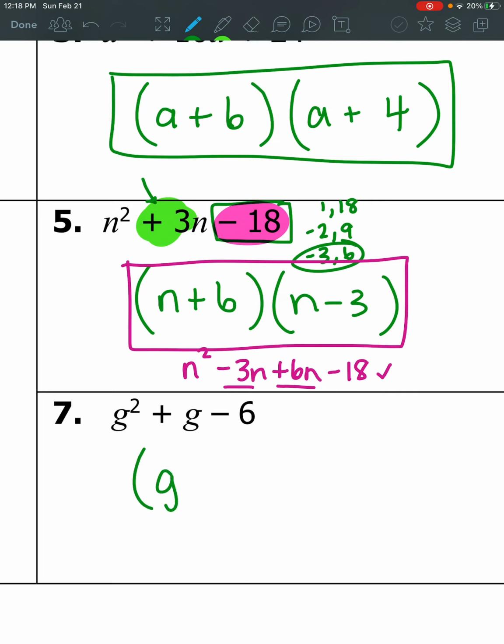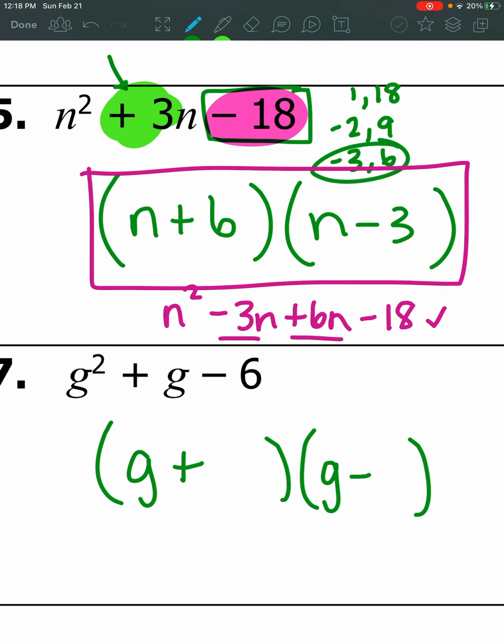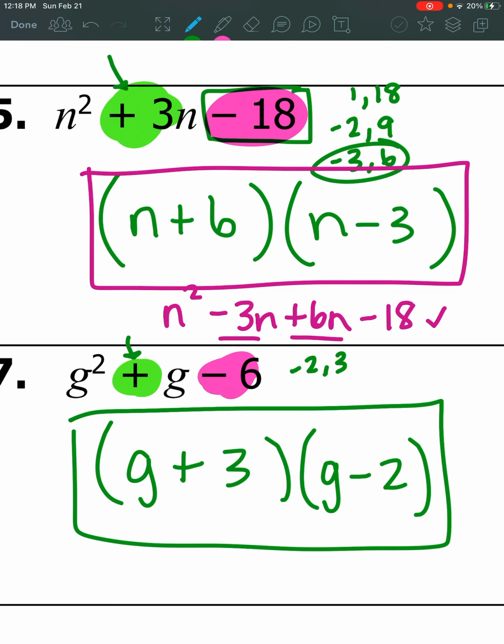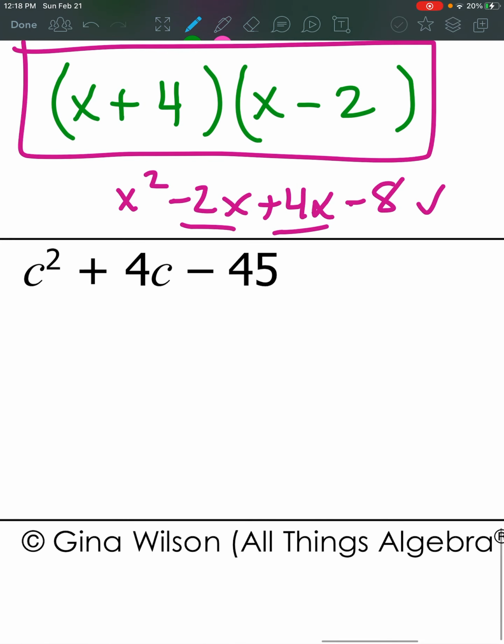So this example, we'd have g plus, g minus, and then multiplies to negative 6, 2 and 3. The smaller number has to be negative so that we get a middle term of plus 1. So multiplies to negative 6, adds to positive 1, so we'd have g plus 3 and g minus 2. And you can check your work.